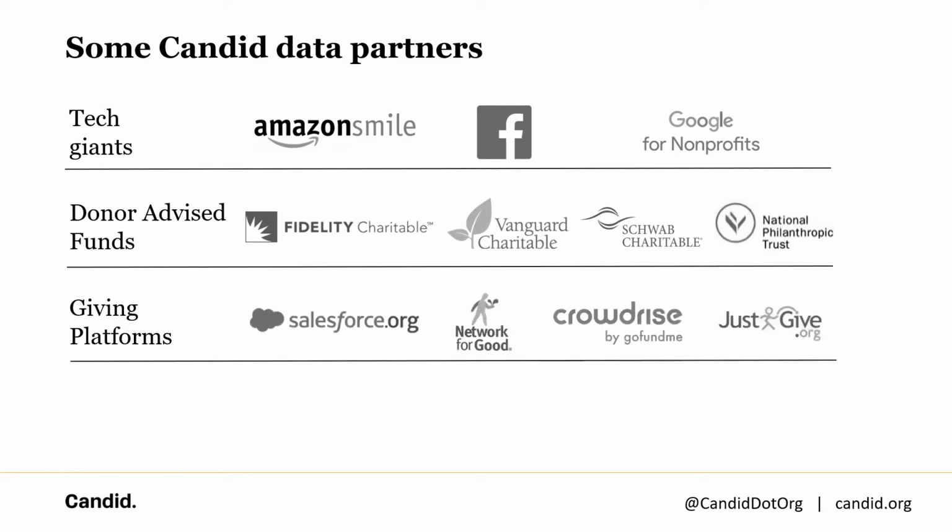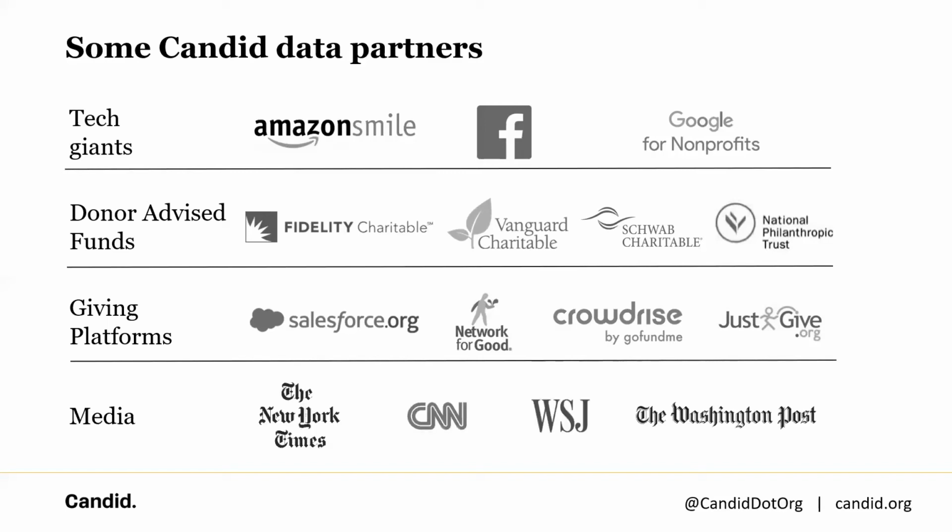There are giving platforms that work with Candid as well. These platforms facilitate giving, like Just Give and Network for Good, and they get information about nonprofits on their websites from GuideStar. And then also the media. Many news sites and academic researchers are drawing their information on nonprofits from GuideStar. These are some of the larger partners that Candid has, but there are over 200 organizations leveraging information from these Candid profiles.